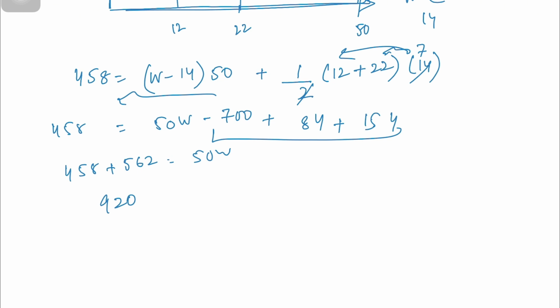Sorry. So this would be 920. This would be 50W. And then this would be cancelled out. We get our W as 18.4. Sorry for the long delay. We have our W as 18.4.